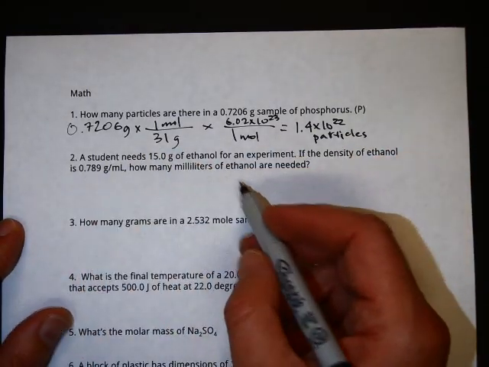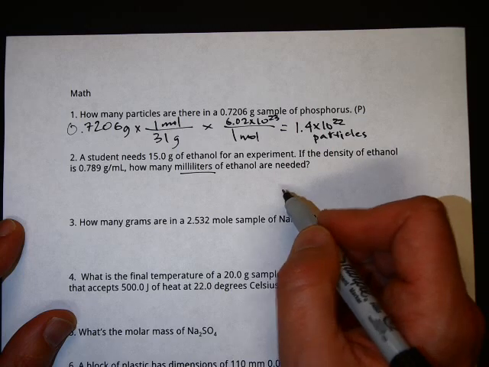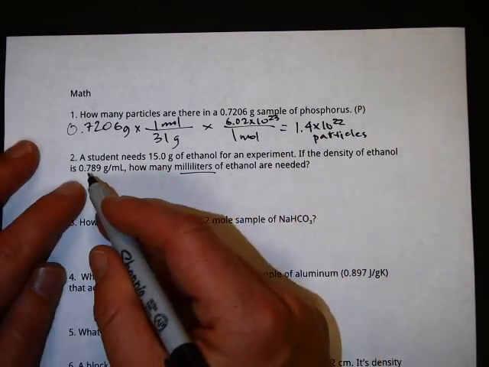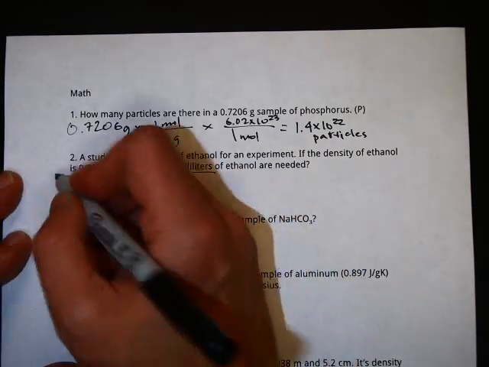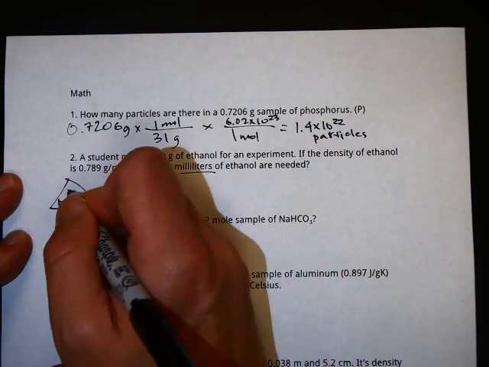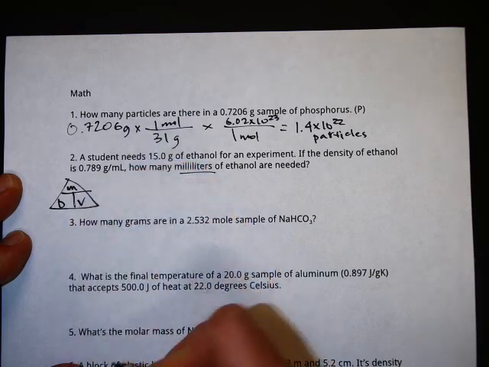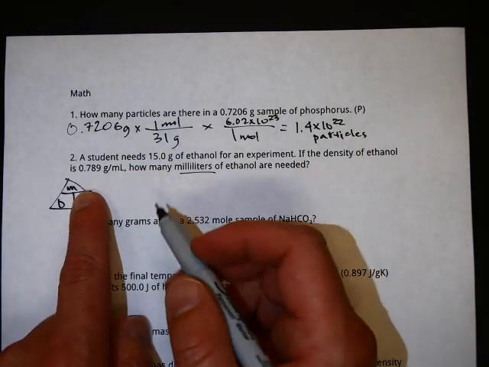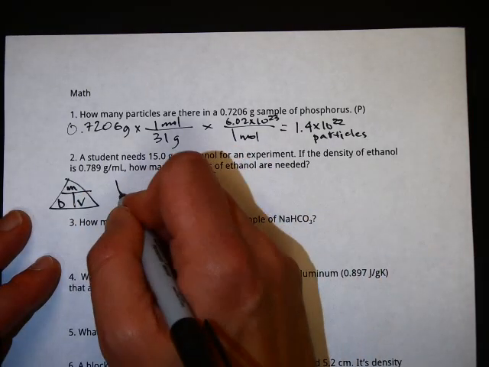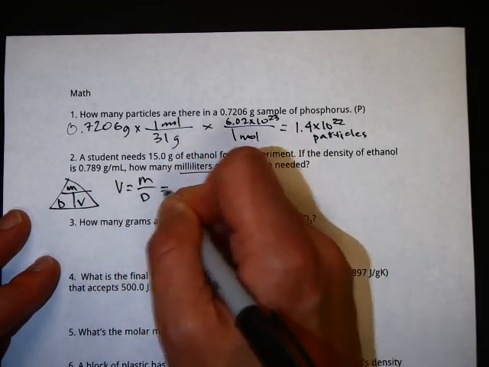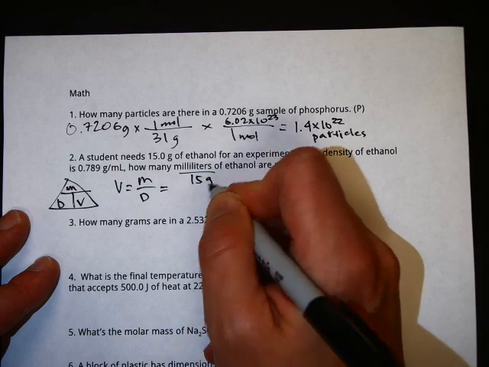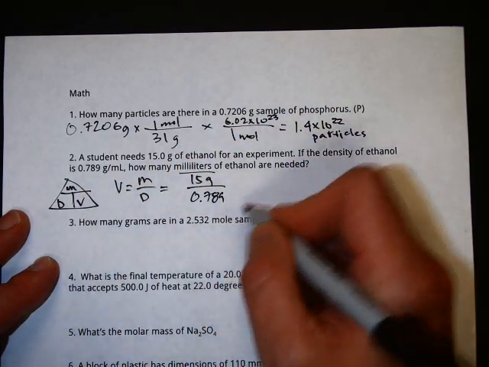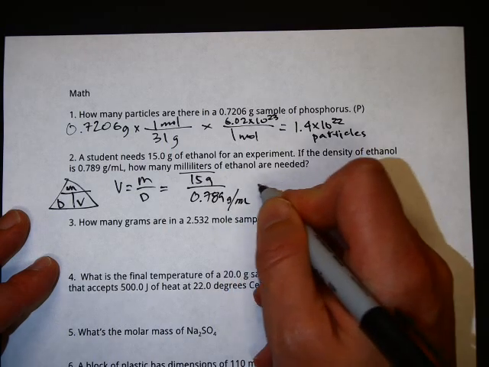Next question is a density question. How many milliliters of ethanol are needed if you have 15 grams of it, that's what you need for an experiment, given the density of 0.789 grams per milliliter? Use the density triangle. And you want to solve for milliliters as volume, so it's mass over density. Volume equals mass over density. Then plug in, mass is 15 grams, 15.0, and then 0.789 grams per milliliter.